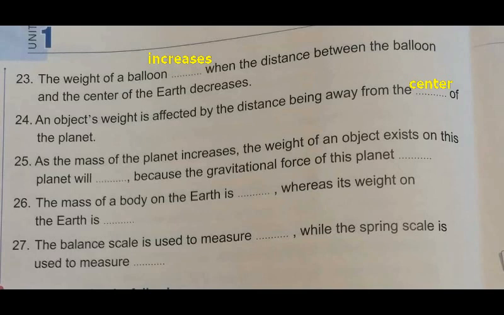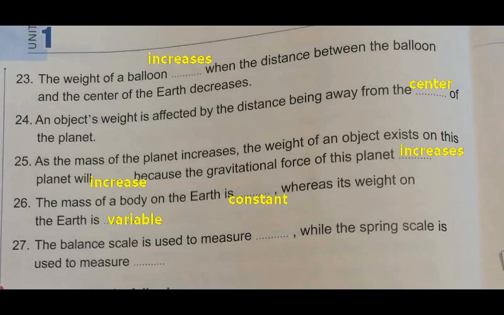Number 25. As the mass of the planet increases, the weight of an object that exists on this planet will increase because the gravitational force of this planet increases. So the answer is increases. When the mass of the planet increases, the weight of things on it increases because the gravitational force of this planet increases.